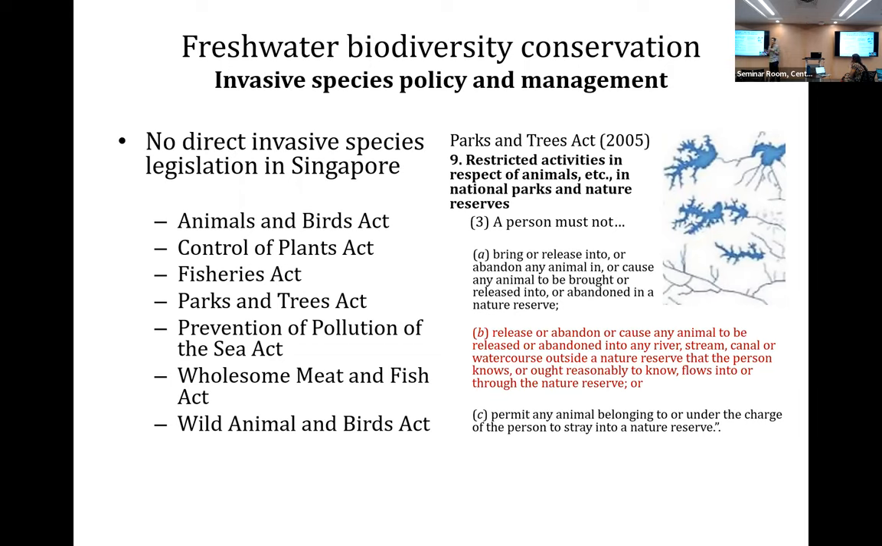tries to manage introductions. And interestingly, they do recognize the connectivity of fresh waters. A few years ago, they introduced an addition to this bill to say that, yes, we know you cannot enter the nature reserve to release things, but remember they are connected, so you cannot release things outside the nature reserve when you know that the drain is flowing in or out and there's a chance that they may go in. So watch out, okay? You cannot go to the edge of the reserve and release things when the ranger wants to stop you, right?